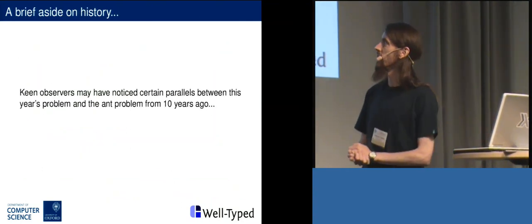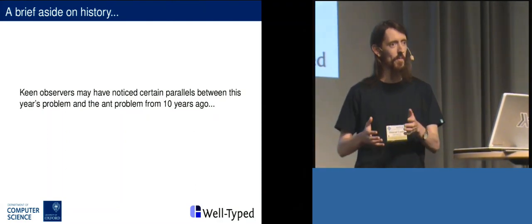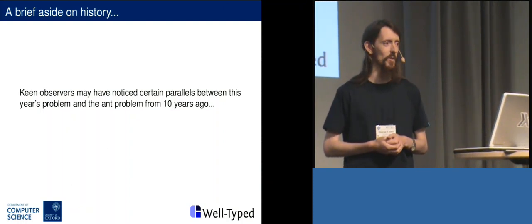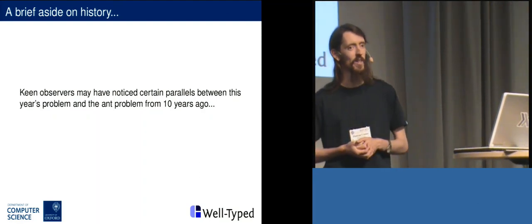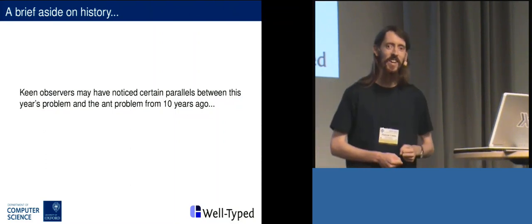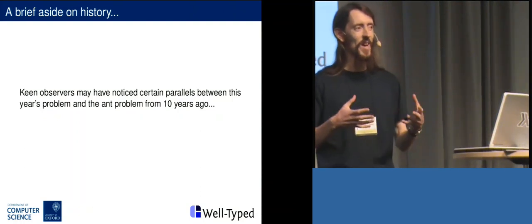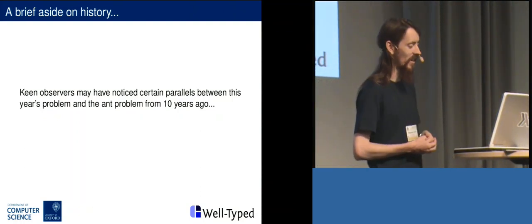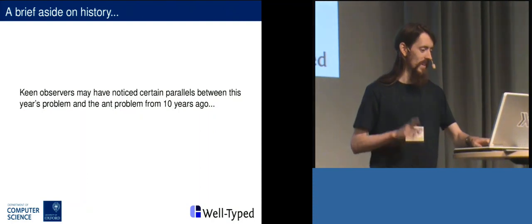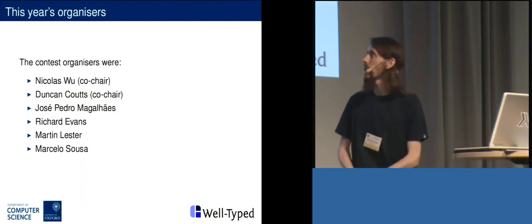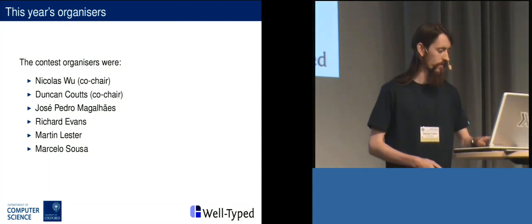A little brief aside on history. Some people who looked at the problem carefully might have noticed that there's certain similarities between this problem and one 10 years ago, which is the anthill one. And that's no coincidence. That year's problem has a special place in my heart because I was here 10 years ago receiving the prize as part of the programming team. So that problem is stuck in my memory. But I think we've done one better because we forced everybody to write 2 compilers rather than 1. I'll say more about that in a second. So this year's organisers, as I say, a team mainly from Oxford: Nick, myself, Pedro, Richard, Martin, and Marcelo.